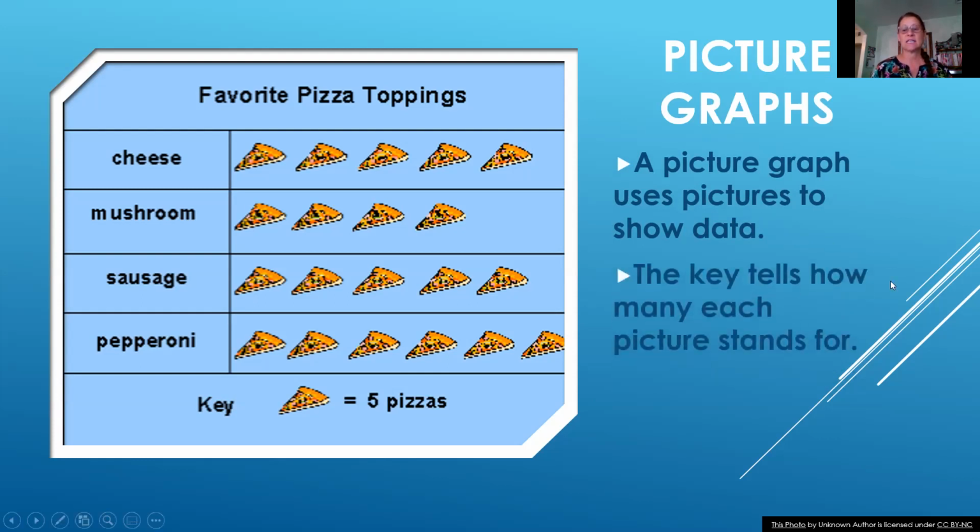The key tells how many each picture stands for. Here on the bottom you see is the key. And in this case, each slice represents 5 pizzas. So that's quite a few pizzas we have here. If we're going to count by 5s, we can tell, for example, the mushroom pizzas, there were 5, 10, 15, 20 people who like mushroom toppings on their pizza.